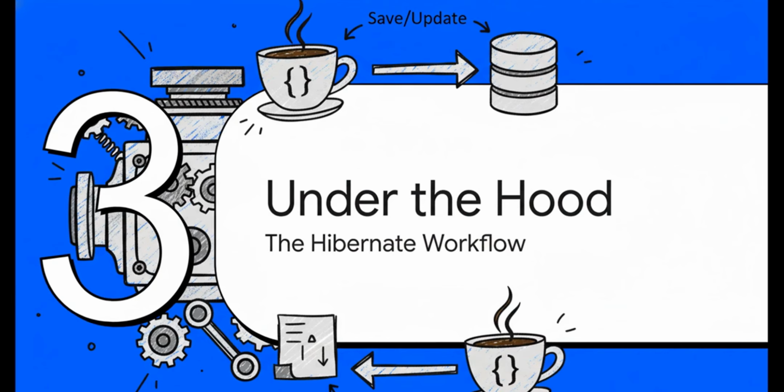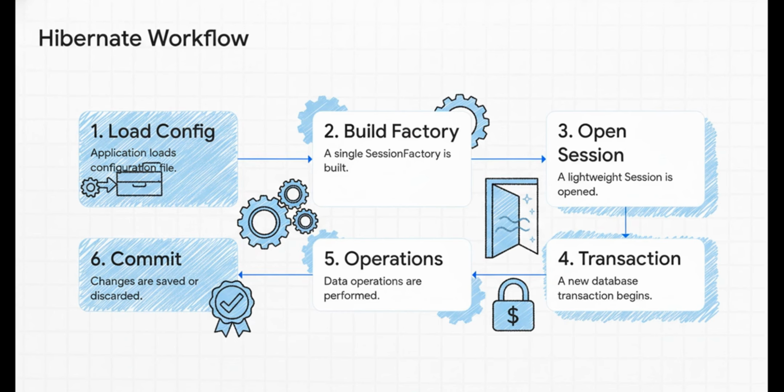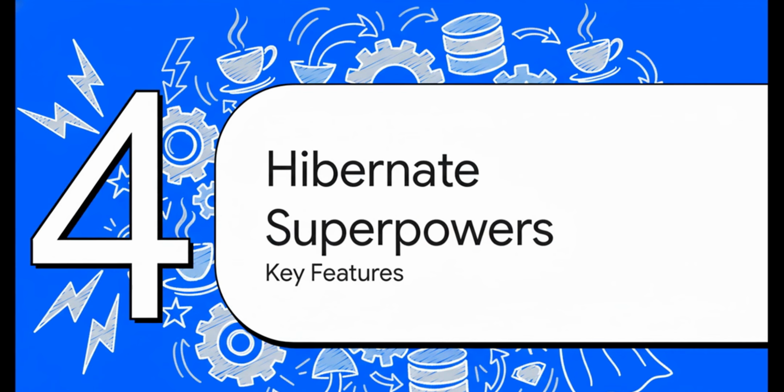So you might be wondering, how in the world does Hibernate actually pull all this off? It sounds a bit like magic, right? Well, let's pop the hood for a second and see how the engine really works. So here's the typical flow. First, your application loads up a configuration file. From that file, Hibernate builds this one powerful object called a session factory. Then, whenever you need to talk to the database, you use that factory to open a quick, lightweight session. Inside that session, you start a transaction, do all your database work, saving, updating, whatever, and then you commit the transaction to make all your changes permanent. Simple as that.